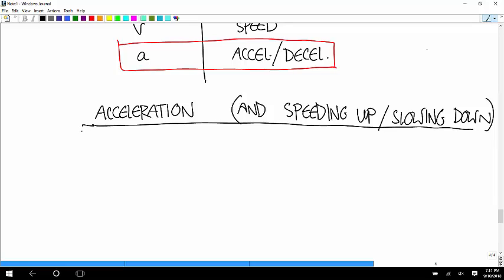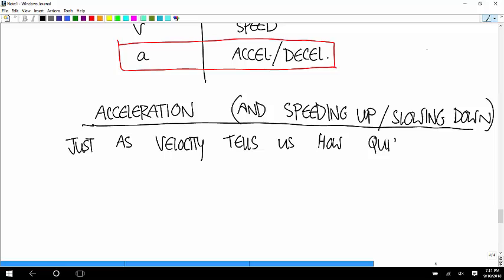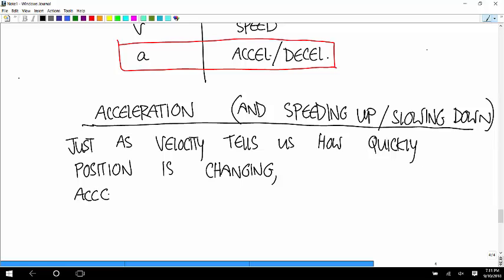So velocity told us how quickly an object's position was changing and in what direction it's changing. That's what velocity does. In the same way, just as velocity tells us how quickly position is changing, acceleration tells us how quickly velocity is changing.